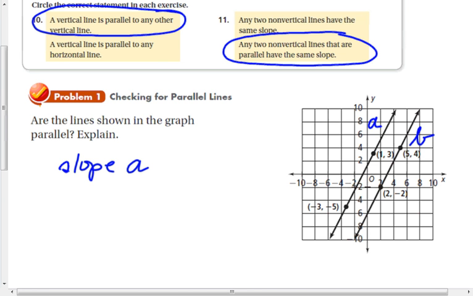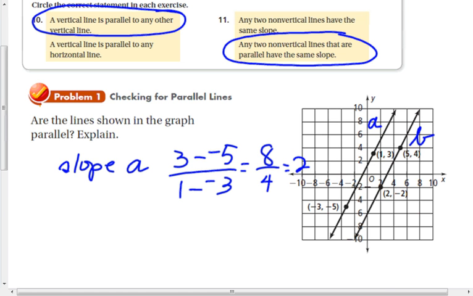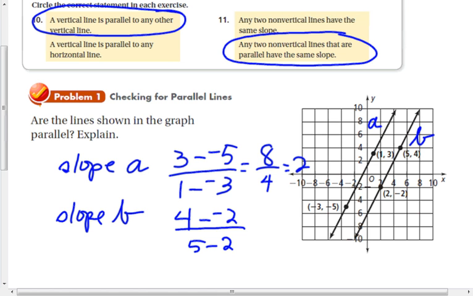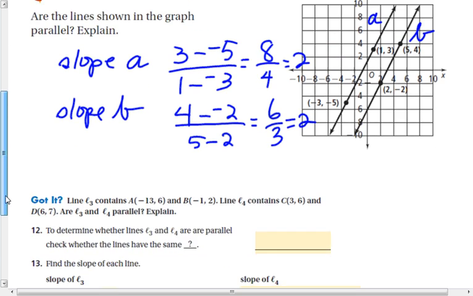So the slope of line A, we're going to take 3 minus -5 and divide that by 1 minus -3. And that's 8 divided by 4, which is 2. And then the slope of line B, we're going to do 4 minus -2 over 5 minus 2. And that's 6 divided by 3, which is also equal to 2. And since the slopes are equal, yes, these two lines are parallel. All right, you can try that.